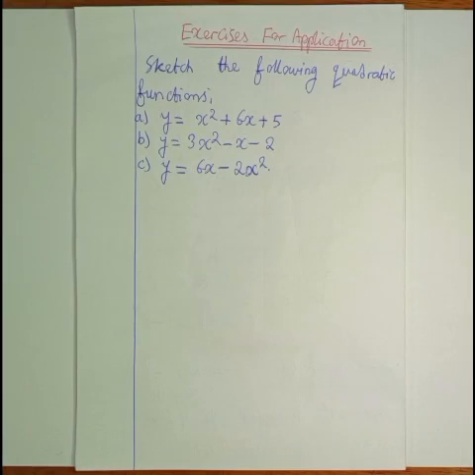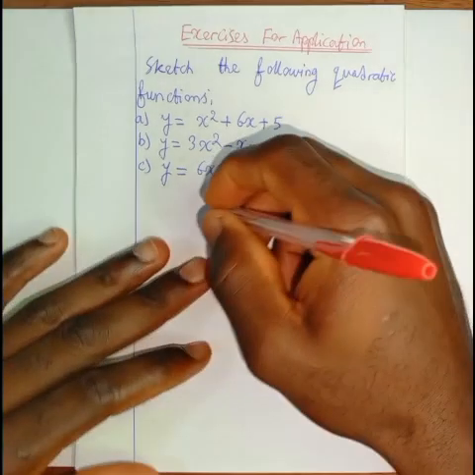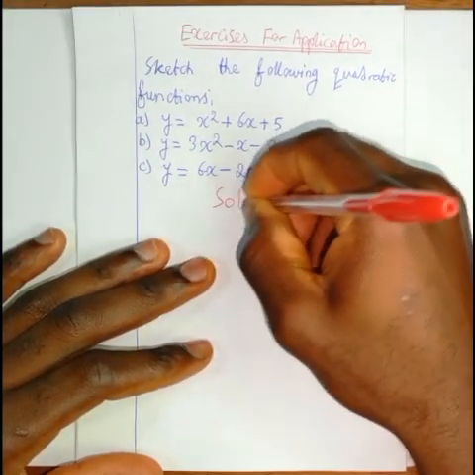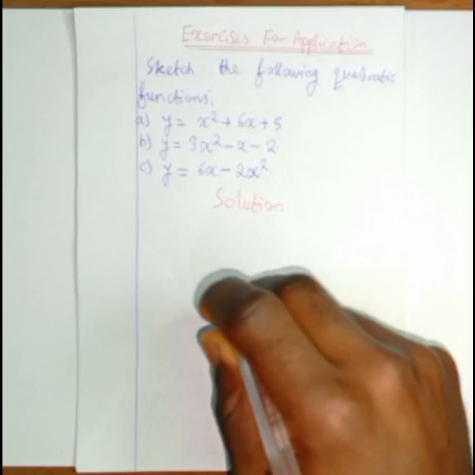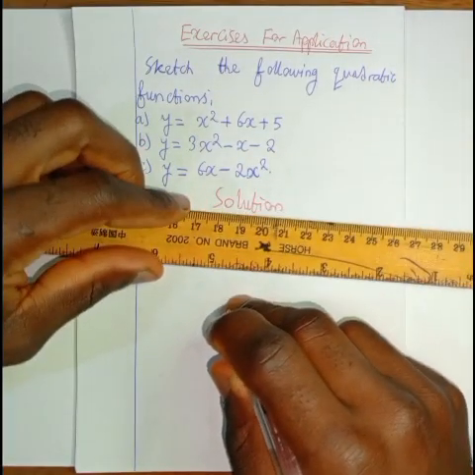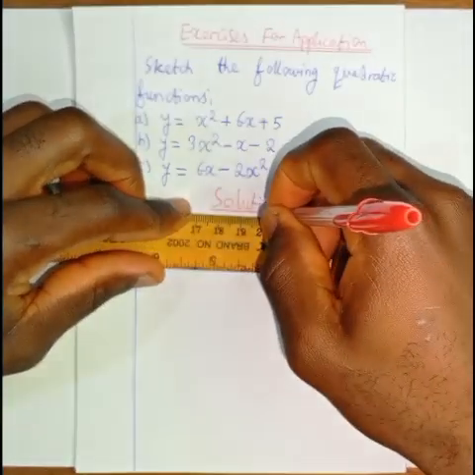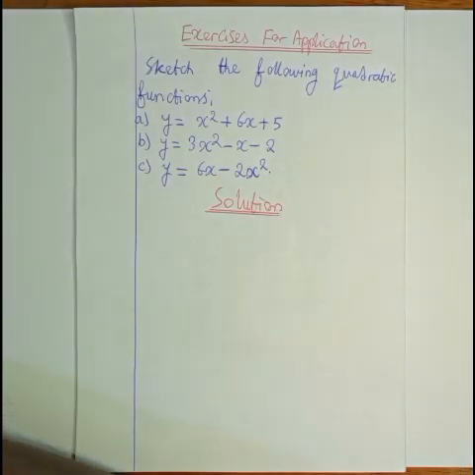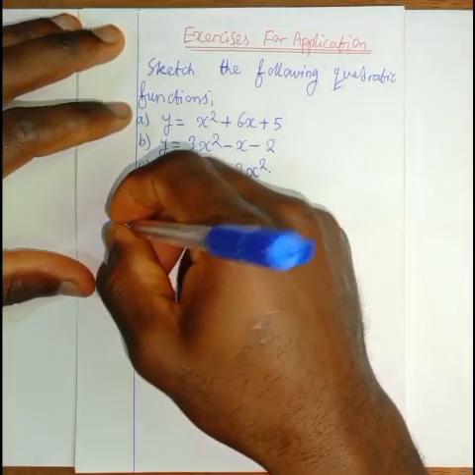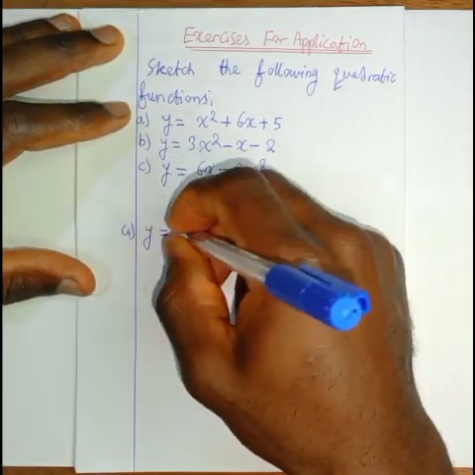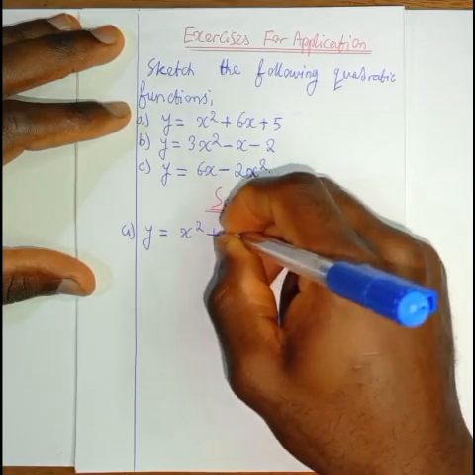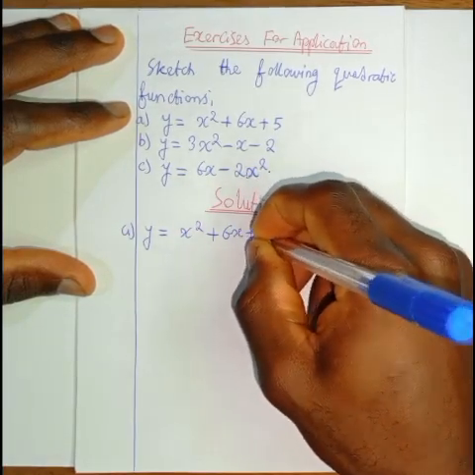We have to correct the following exercise for application. It goes: sketch the following quadratic functions. Here we have y equals x squared plus 6x plus 5. We take the solution. Here we have y equals x squared plus 6x plus 5.